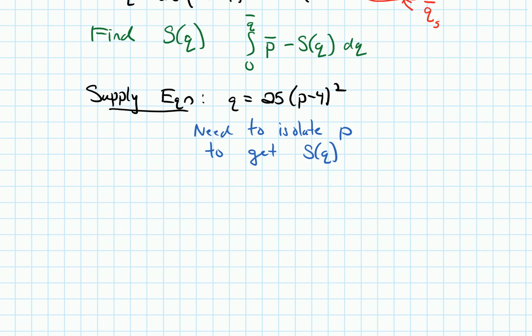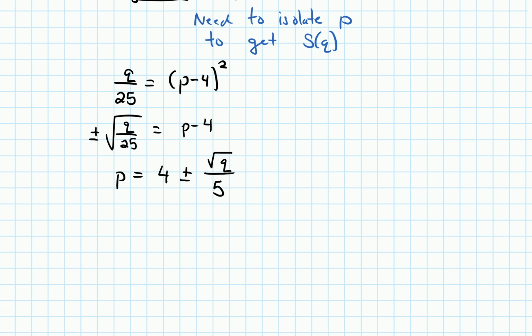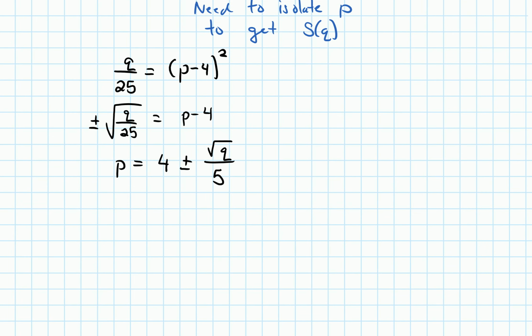All right, so the first step there is I divide by 25 and get Q over 25 equals (P minus 4) squared. Then I could square root both sides. So it gets root Q over 25 equals P minus 4. But when I square root both sides, I've got to put a plus or minus on one of the sides. So I can isolate P by adding 4. So P equals positive 4, and then plus or minus, square root of the top is just square root of Q. Square root of the 25 on the bottom is 5. So I get P equals these two possibilities, one with this positive root and one with the negative root.